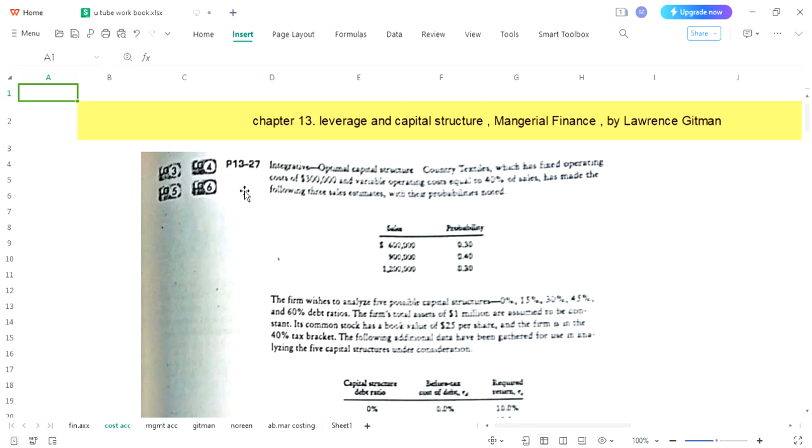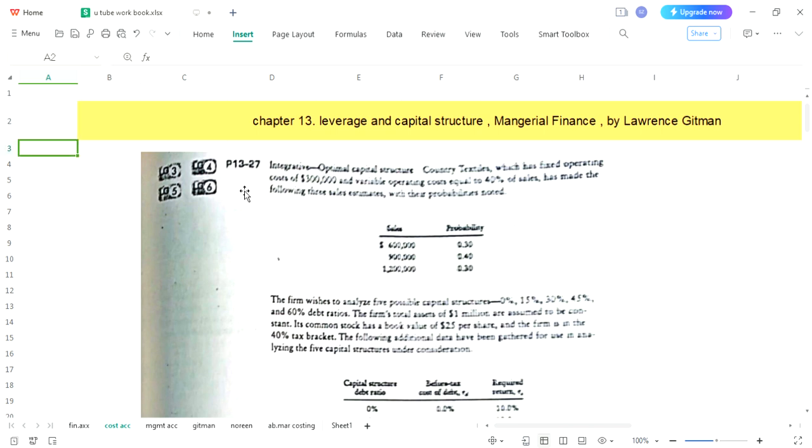The chapter we are dealing with is leverage and capital structure, and this is the last question for this chapter, 13.27. Believe me, it is likely to be the best question of this chapter, where everything will be revised in a very comprehensive manner. Though we have already solved a few questions related to the topics discussed here, all previous topics and calculations will be comprehensively discussed in this question 13.27.